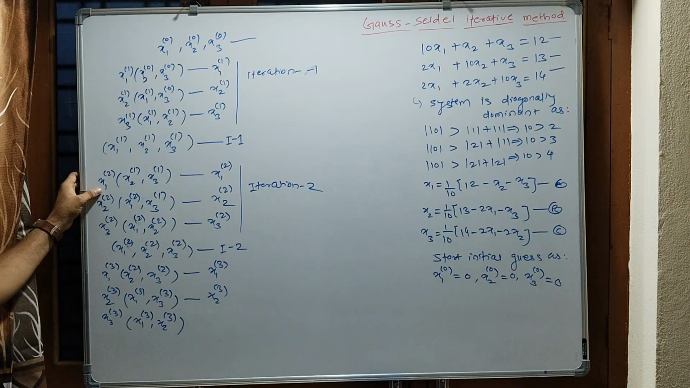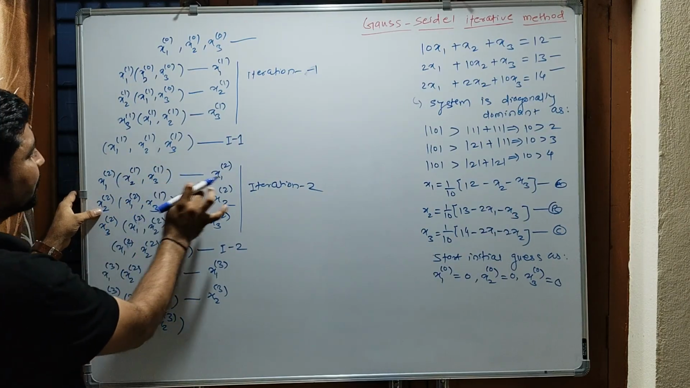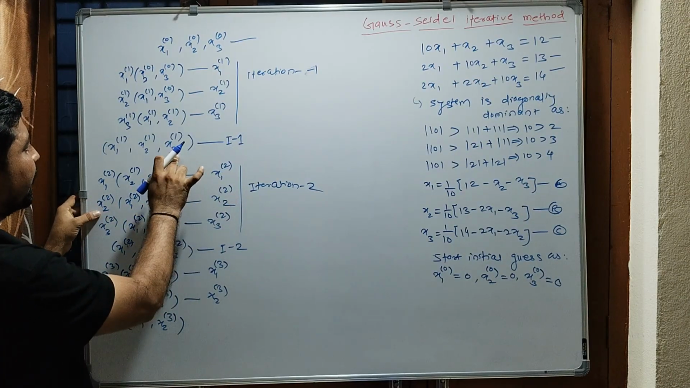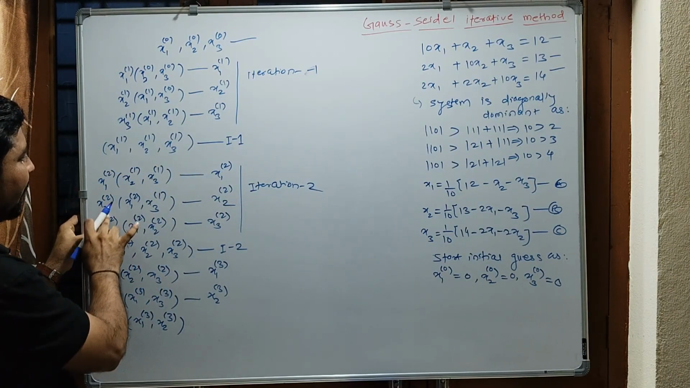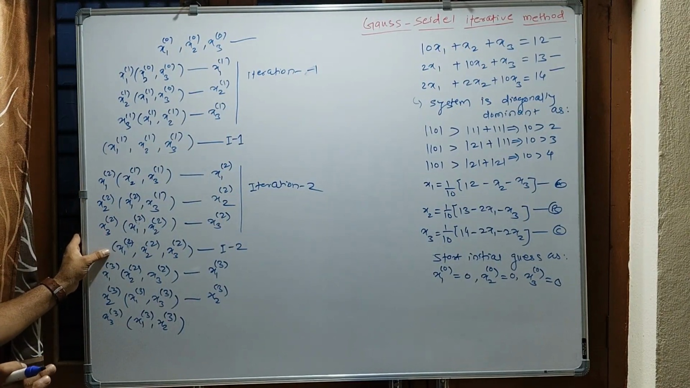While finding x1 at 2, here I am using x2 at 1 and x3 at 1. So with this I am getting x1 at 2. While finding x2 at 2, here I am using x1 at 2 and x3 at 1. And while finding x3 at 2, here I am using x1 at 2 and x2 at 2. So this is my iteration 2.